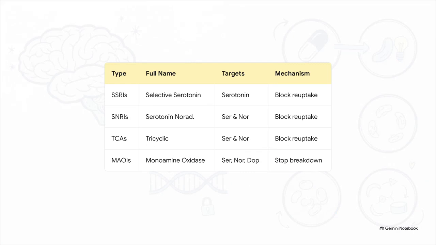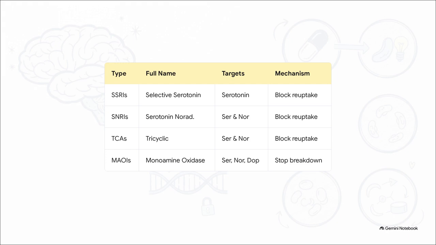Which brings us nicely to Section 4, antidepressant drug mechanisms, fixing the flow. There are 4 main types of antidepressants used today. We've got SSRIs, which target serotonin, SNRIs and TCAs, which target both serotonin and noradrenaline, and MAOIs, which target serotonin, noradrenaline, and dopamine.